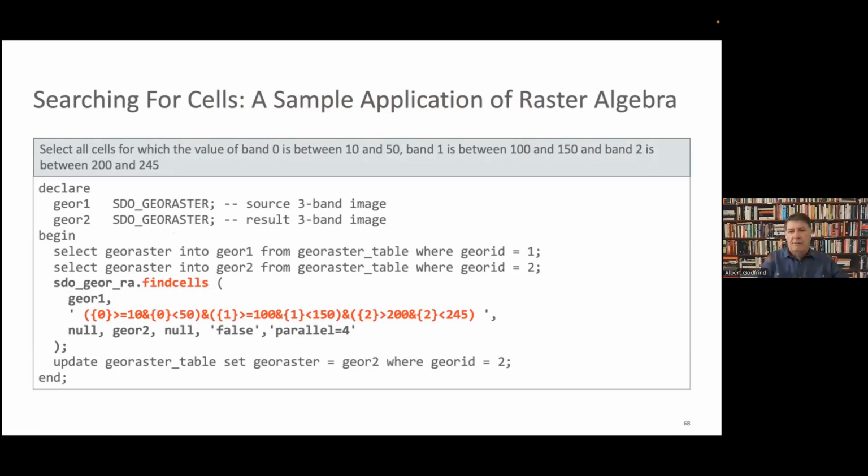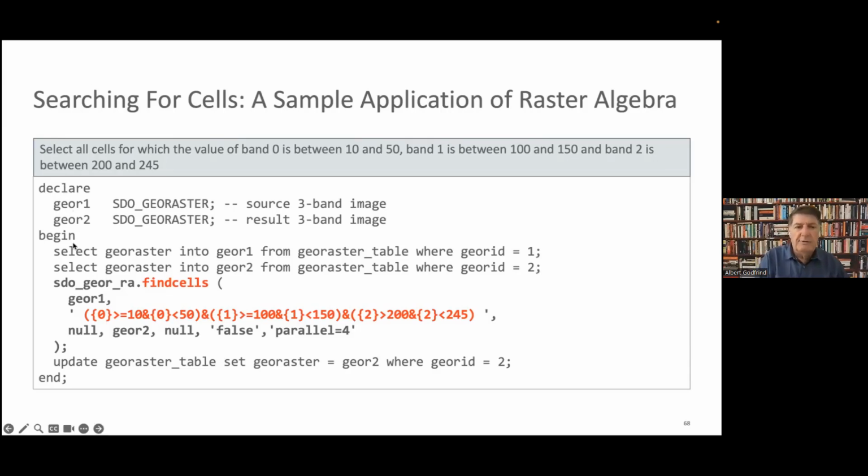So here I have a raster, and I want to select all the cells, all the pixels where band 0 is between 10 and 50, band 1 is between these values, and band 3 is between these values. Now, this could be selecting a certain color range, but it could also be a terrain model with elevation, all the pixels which are above a certain level or below a certain level, or where maybe your wind speed is more than this, and pressure is less than that, and temperature is between this and that.